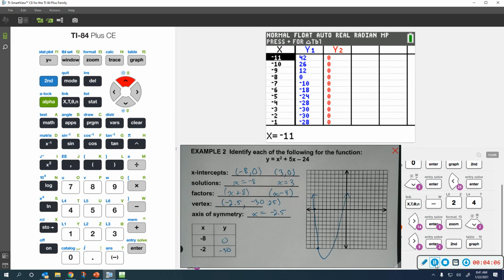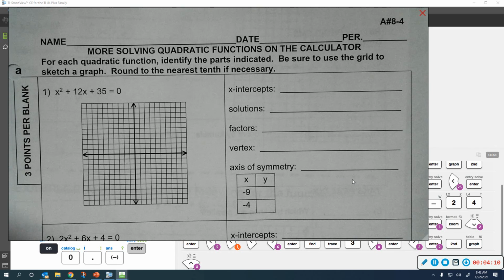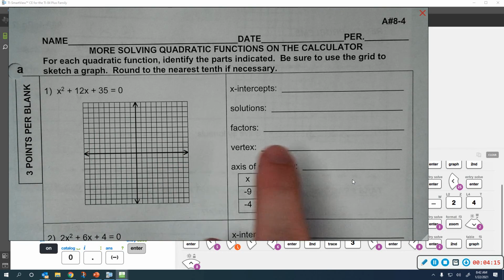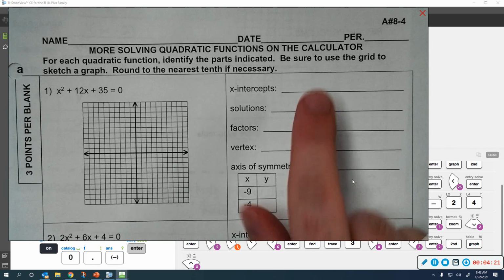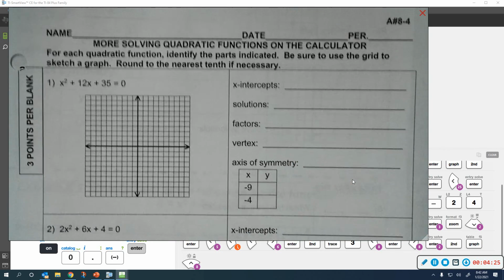And let's check on your assignment. This is going to be your assignment. It's very similar to the homework you did yesterday, but you're going to have more decimals with your factors, with your vertex, with your axis of symmetry. There's going to be a lot of decimals on this. So just make sure to work out each step on your calculator first.